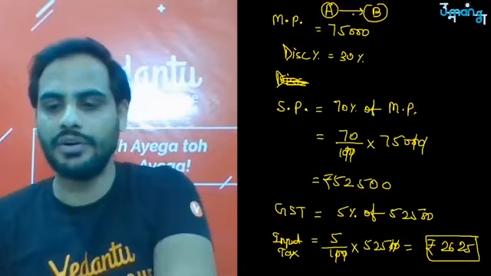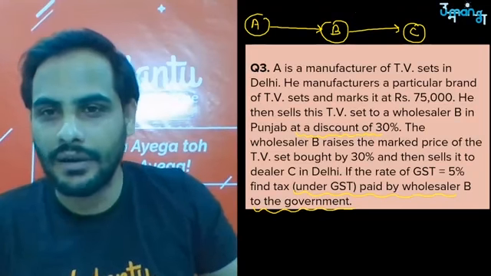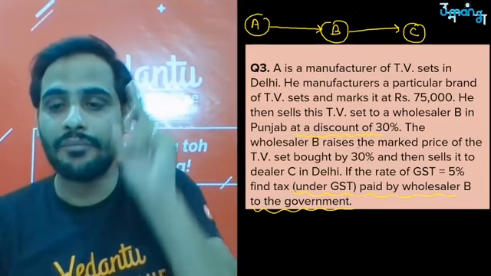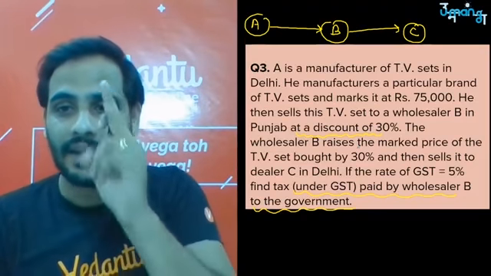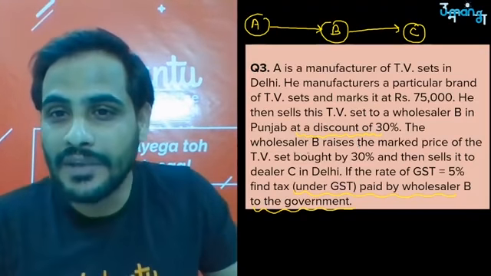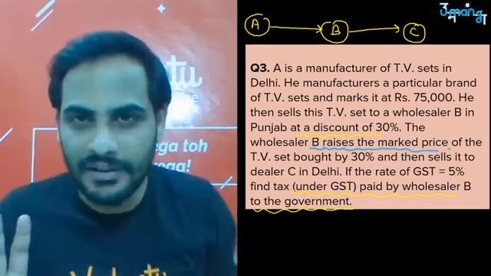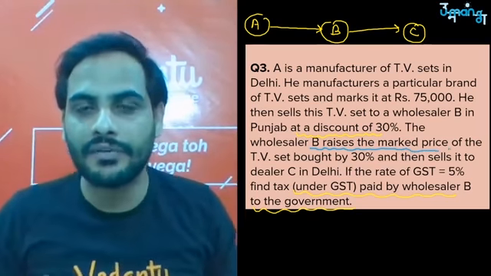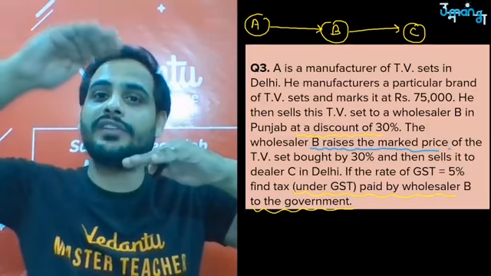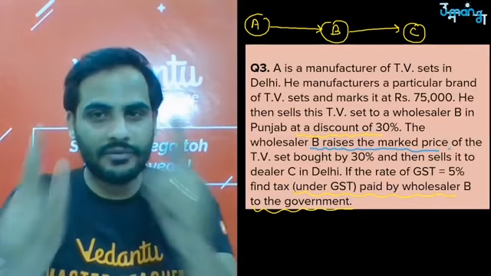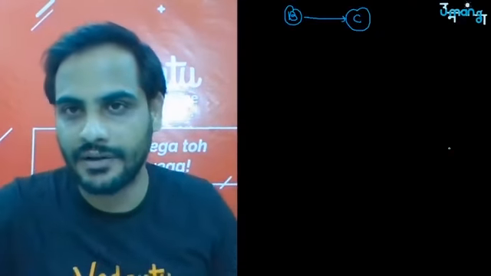So look here at what they have told. Now B raised the mark price of the TV set bought by 30 percentage and then sells it to the dealer. So B has raised what? The marked price. Now the mark price was 75,000, so this 75,000 is increased by 30 percentage, not the selling price. Remember, read the question carefully. Mark price has been raised by 30 percentage.